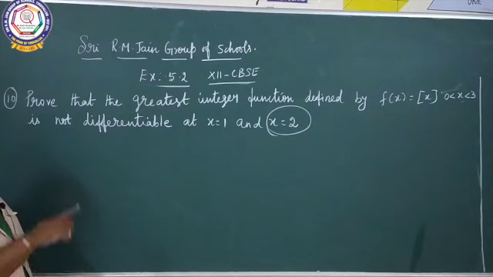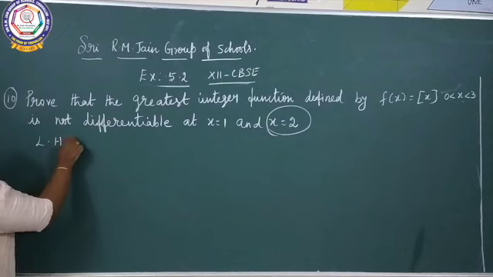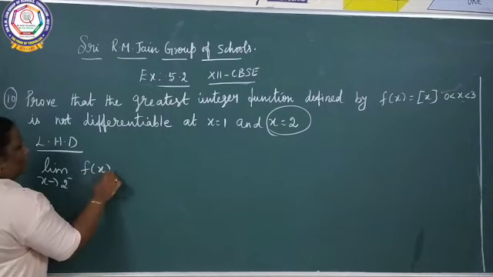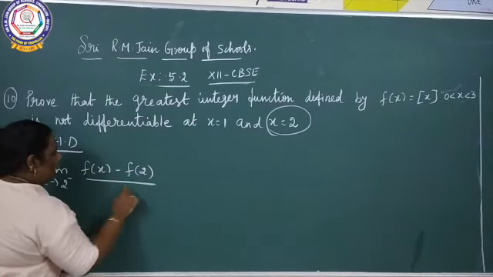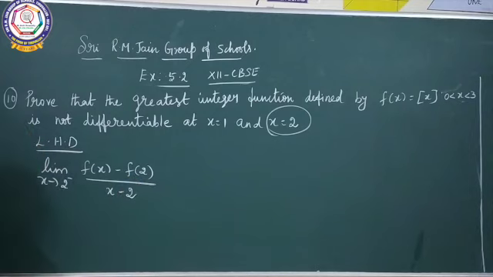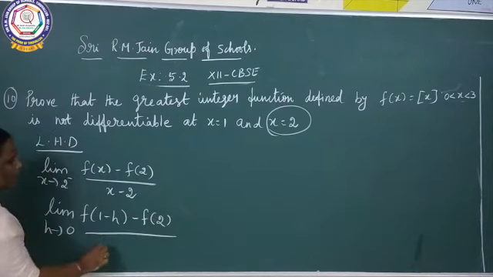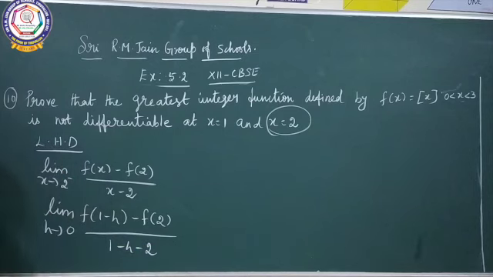Now we are going to discuss x equal to 2. First, the left hand derivative: limit x tends to 2 minus, that is the left hand side, of f of x minus f of 2 by x minus 2. So, what is the next step? Limit h tends to 0. Left hand derivative means f of 2 minus h minus f of 2 by 2 minus h minus 2.